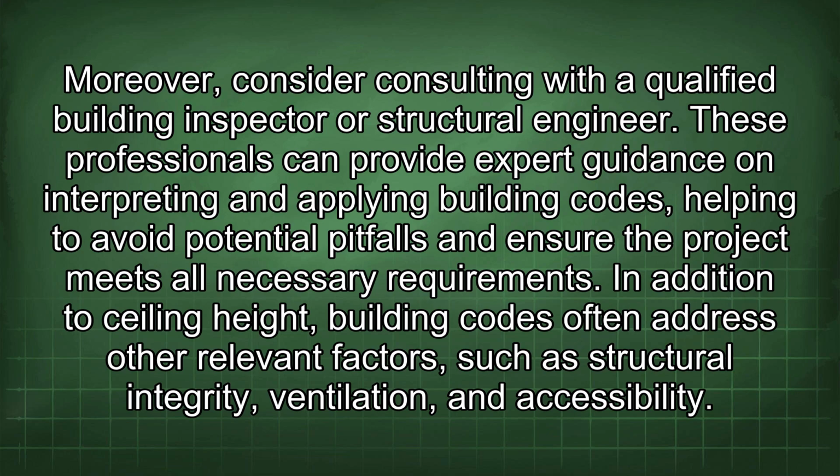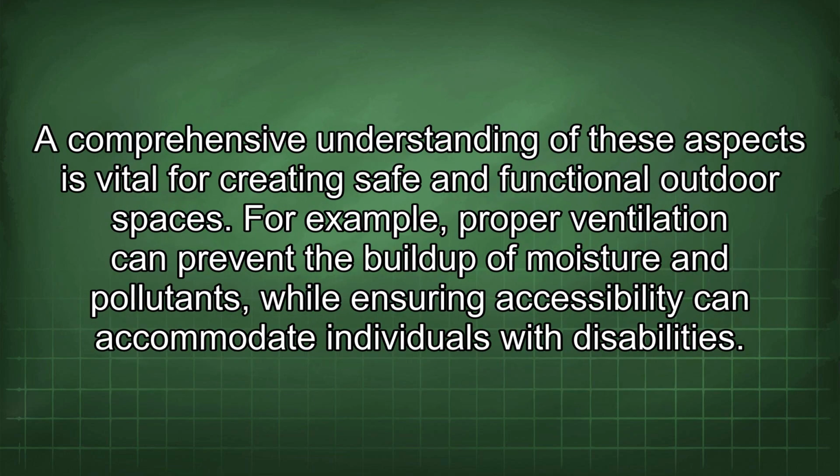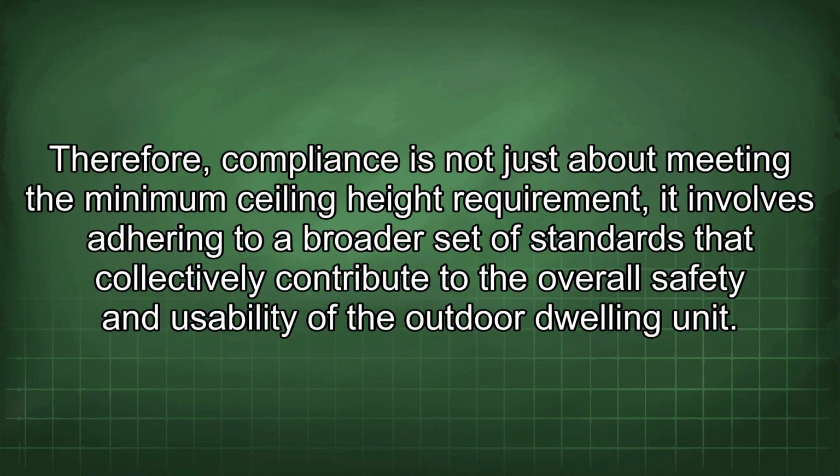In addition to ceiling height, building codes often address other relevant factors, such as structural integrity, ventilation, and accessibility. A comprehensive understanding of these aspects is vital for creating safe and functional outdoor spaces. For example, proper ventilation can prevent the buildup of moisture and pollutants, while ensuring accessibility can accommodate individuals with disabilities. Therefore, compliance is not just about meeting the minimum ceiling height requirement, it involves adhering to a broader set of standards that collectively contribute to the overall safety and usability of the outdoor dwelling unit.